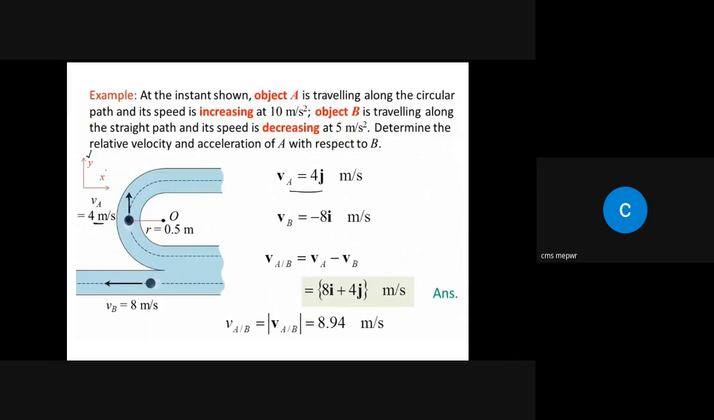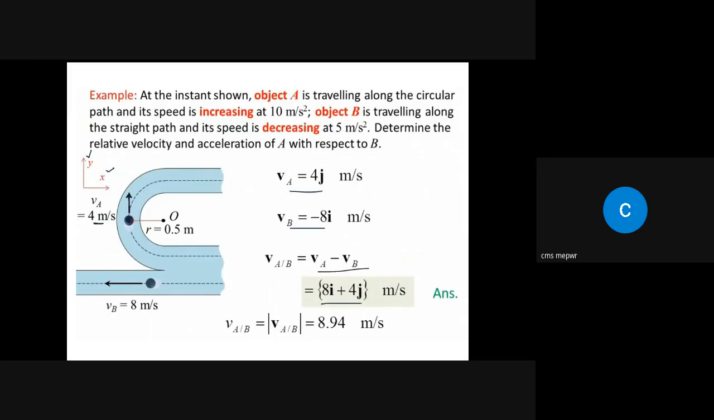Okay, x is positive in this direction, so we don't have any component of velocity in this direction, whereas the velocity of B has one component in the x direction, but it is in the negative x. So VB should be minus 8i. So VA by B should be equal to VA minus VB, and when you put the values, you will get this vector 8i plus 4j.